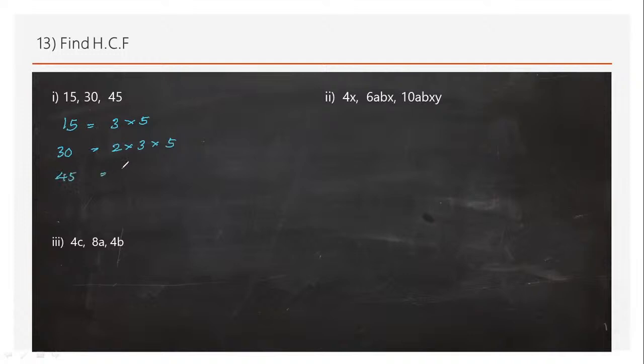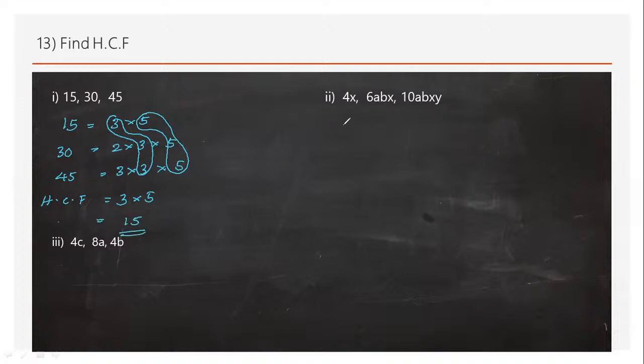45. We can write it as 3 times 3 times 5. 3 times 3 is 9, 9 times 5 is 45. Highest common factor: check the common numbers. 3 is common, and 5 is also common. 3 times 5 is 15. 15 is the HCF here.